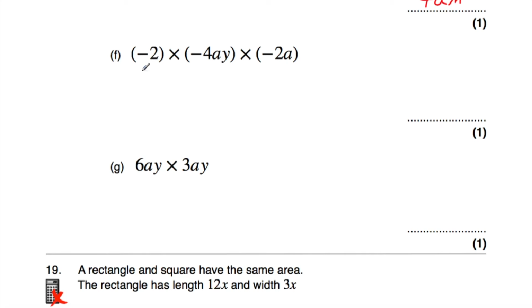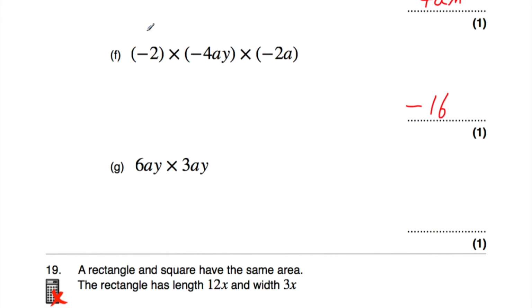Okay, let's have a look at our next part, part F. So part F, we've got negative 2 multiplied by negative 4ay multiplied by negative 2a. So let's deal with the numbers to begin with. We've got negative 2 times a negative 4. Well, negative times a negative is a positive, and 2 times 4 is 8, so that's 8. And then we're multiplying that by a negative 2. Well, 8 times negative 2, that's a positive times a negative, which is a negative. And then 8 times 2 is 16. So that means that negative 2 times negative 4 times negative 2 is negative 16.